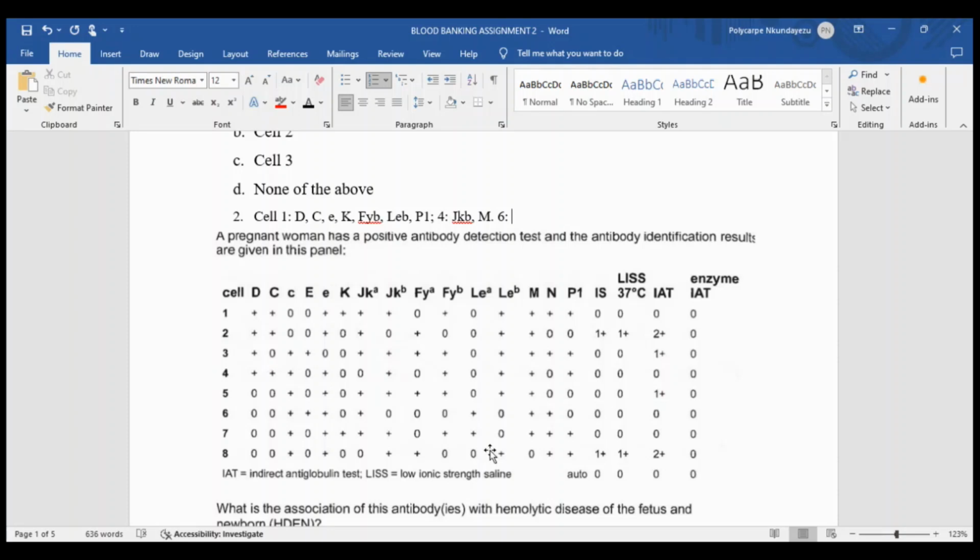Maybe like the outline of the panel cell, how it looks like, and what the meaning of each item here, but we are trying to identify which antibody is responsible for the reaction. Okay, we are on cell number 6. Yes, we are on cell number 6. What are we going to exclude from cell number 6?